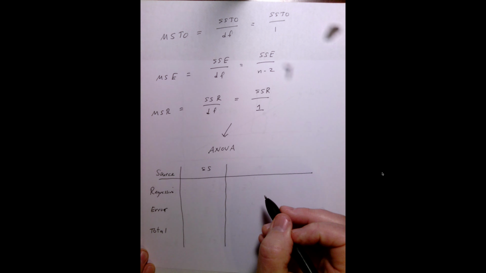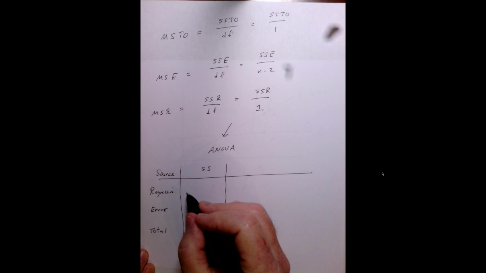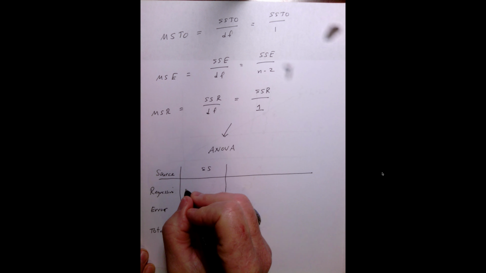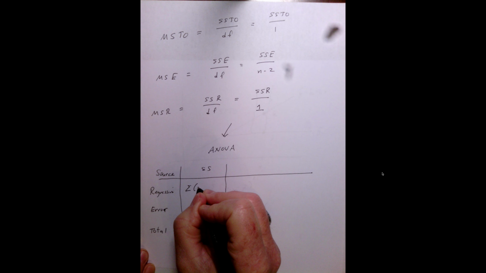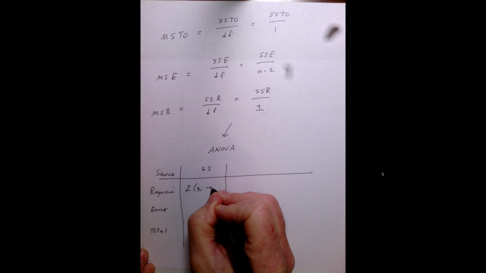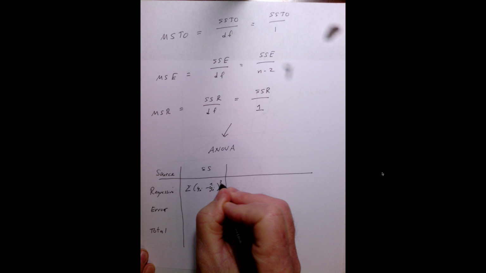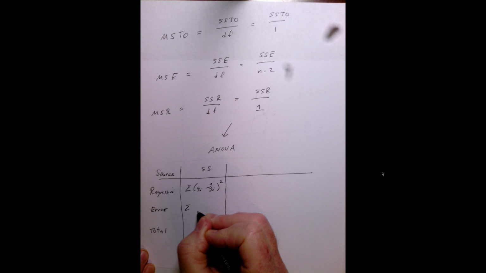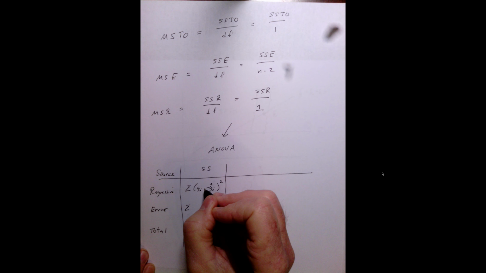The sum of squares is going to be given in the next column. So here we know that the sum of squares for the regression is the sum of the y sub i's minus the y hat sub i's, the sum of the errors. Wait a minute, I got that wrong. Let me grab another piece of paper. I got the regression wrong.